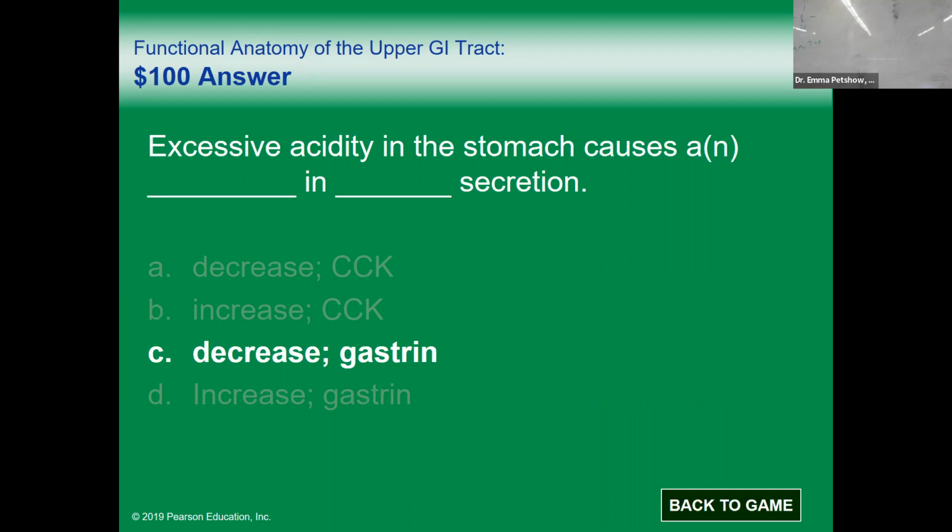Cholecystokinin doesn't have direct action on the acidity of the stomach, right? It's not going to be directly increasing or decreasing stomach acidity. So it wouldn't be cholecystokinin. That's why this one's tough. You really have to know which hormone or which molecule you're talking about. And then you can logically be like, if you know gastrin is going to increase stomach acidity, I'm going to want to decrease gastrin. Great.